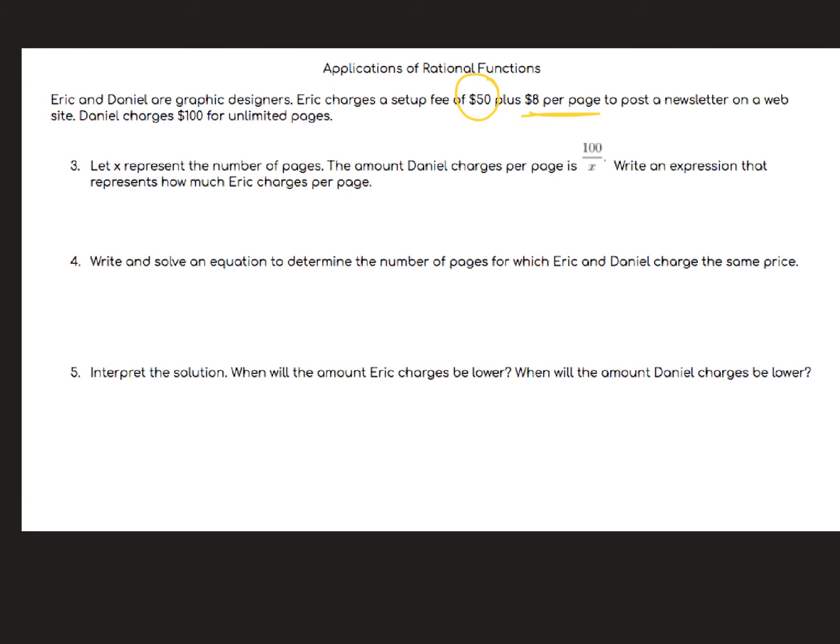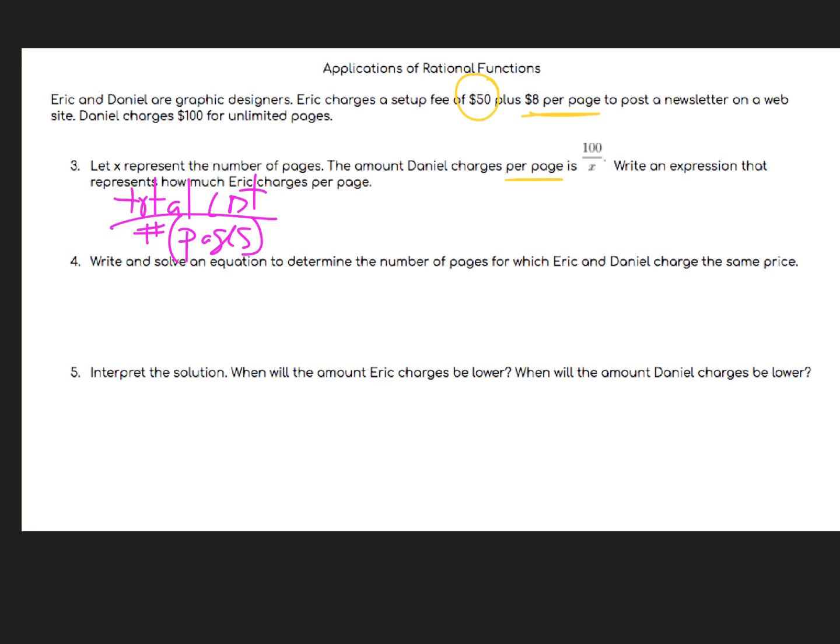Let X represent the number of pages. The amount Daniel charges per page is 100 over X. Write an expression that represents how much Eric charges per page. Well, my first move is going to be to figure out what's the total cost and then divide by number of pages.